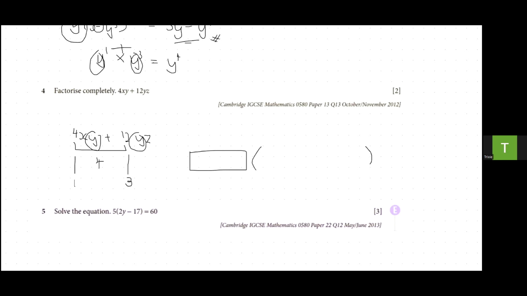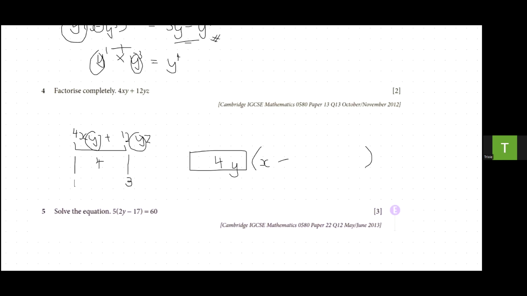So y is repeated, so we'll put y. And then both 4 and 12 could be divided by 4, so 4 is also outside. And then 4xy divided by 4y. 4 divided by 4, you get 1, but 1 we don't need to write. And then x could not be divided by either 4 or y, so it will just remain. And then y divided by y, so we don't need to write it.